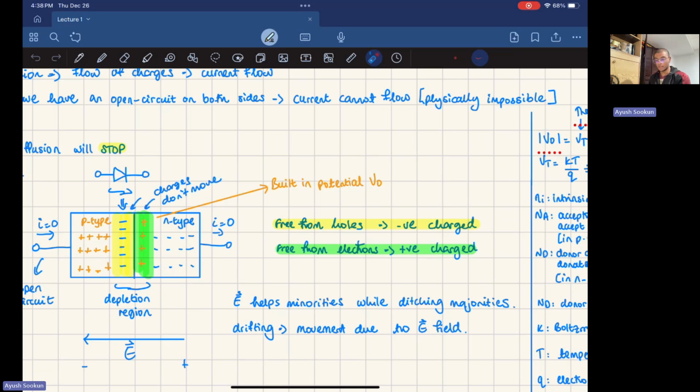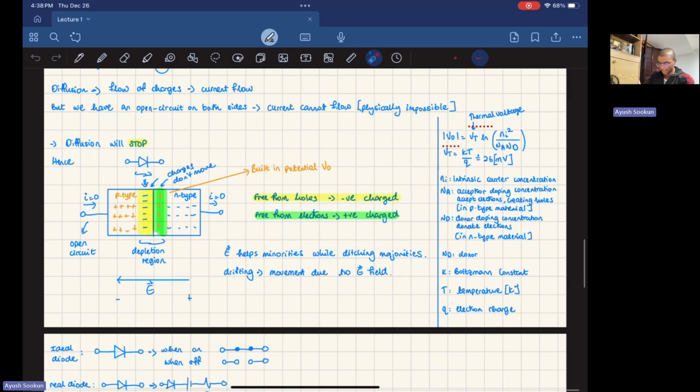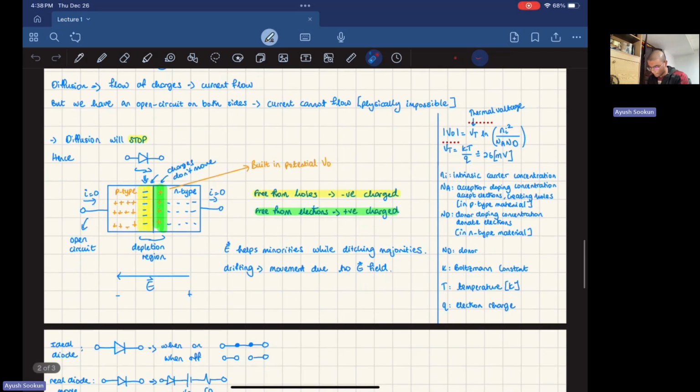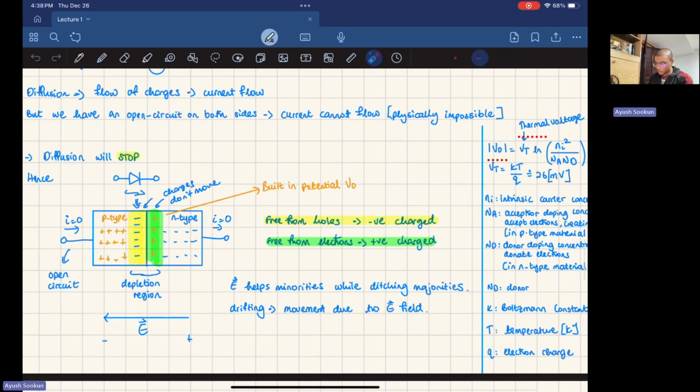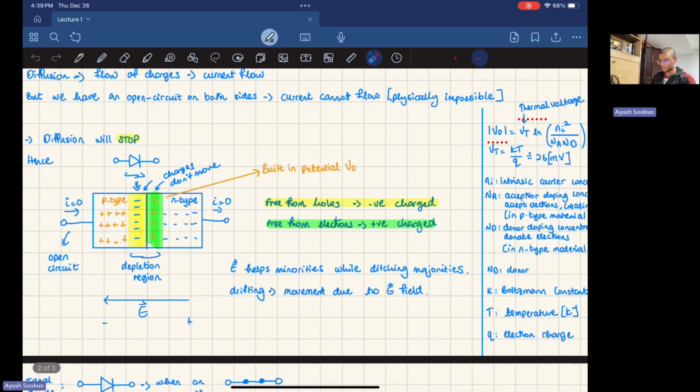The drift current through the circuit. The current does not necessarily have to flow in this direction. Now, the electric field helps minorities while ditching majorities, and drifting is movement due to the electric field. So, what do I mean by this?